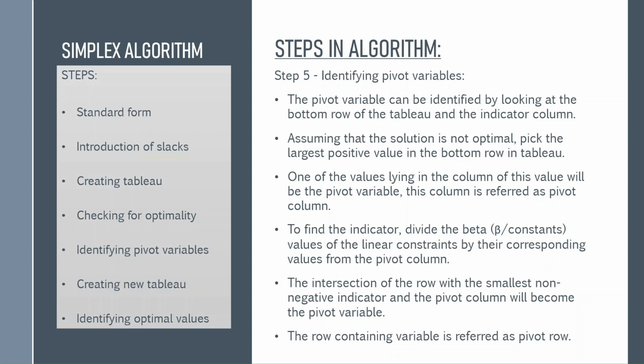To find the indicator, we divide the beta, that is the constants, values of the linear constraints by their corresponding values from the pivot column. The intersection of the row with the smallest non-negative indicator in the pivot column will become the pivot variable. The row containing the pivot variable is referred to as the pivot row.